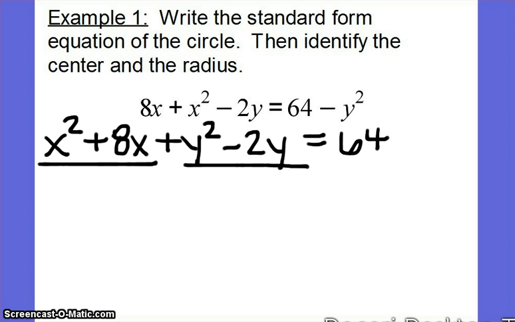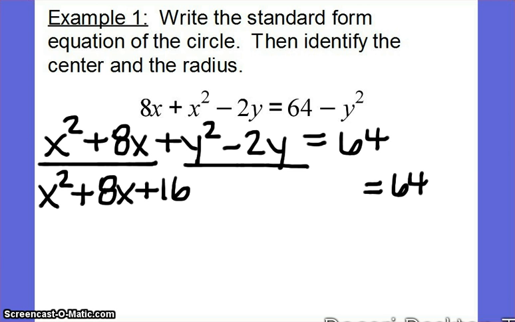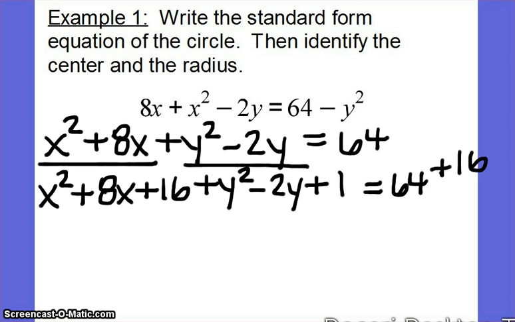So our 8x will be our middle term. Half of 8 is 4, and 4 squared is 16. So we'll add 16 to the left-hand side, and while we're at it, to keep our equation balanced, we'll go ahead and add 16 to the right-hand side as well. Then we have to complete the square with the y variables. So half of -2, which is our middle term, is -1. -1 squared is +1. So we put our +1 on the left side and as well on the right side to keep the equation balanced.